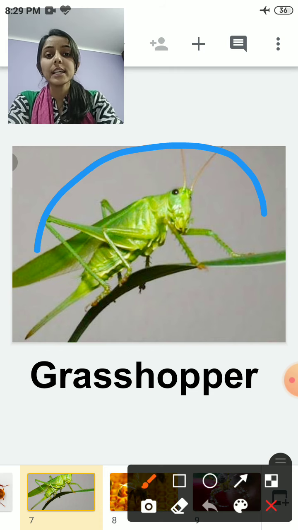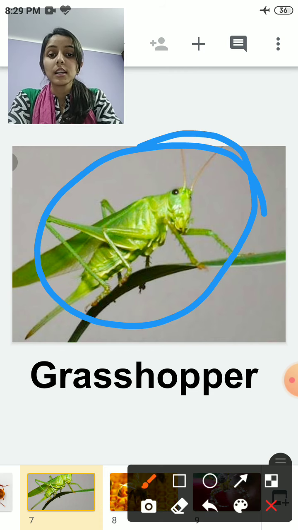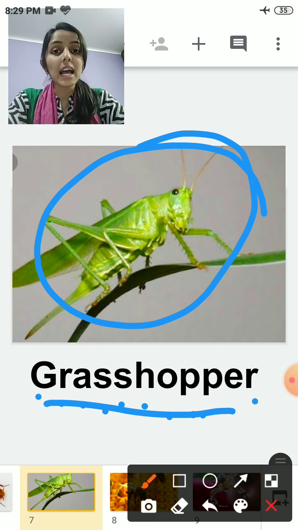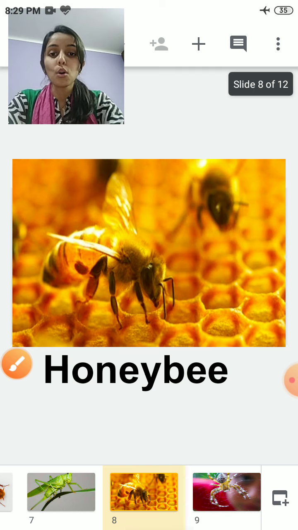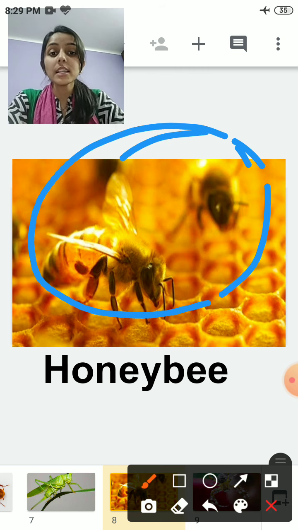Now, what is this? Green, green. Grasshopper. G R A S S, grass. H O P P E R, hopper. Grasshopper.